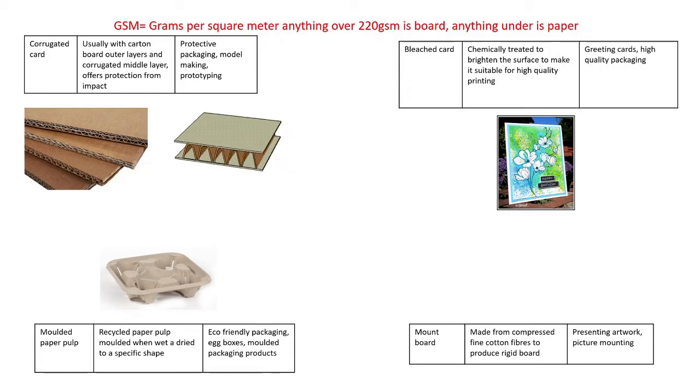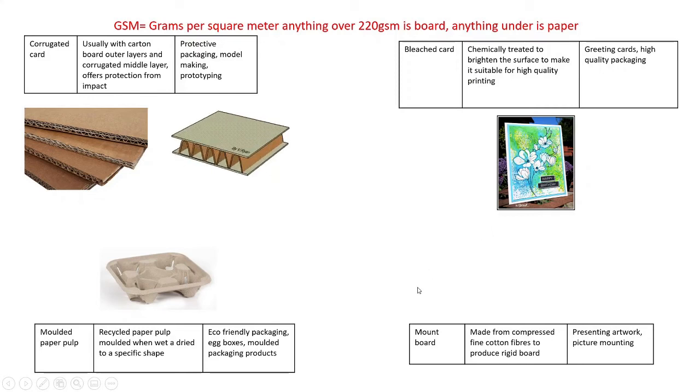Next, you've got bleached card. It's almost the exact opposite of molded paper pulp. Once you've got your pulp and you're making the paper, typically you will bleach it to give it a certain look. So with bleached card, it's treated to make a really bright surface, so you can do really good quality printing on it. When you buy your birthday cards and things like that, that's what you're getting.